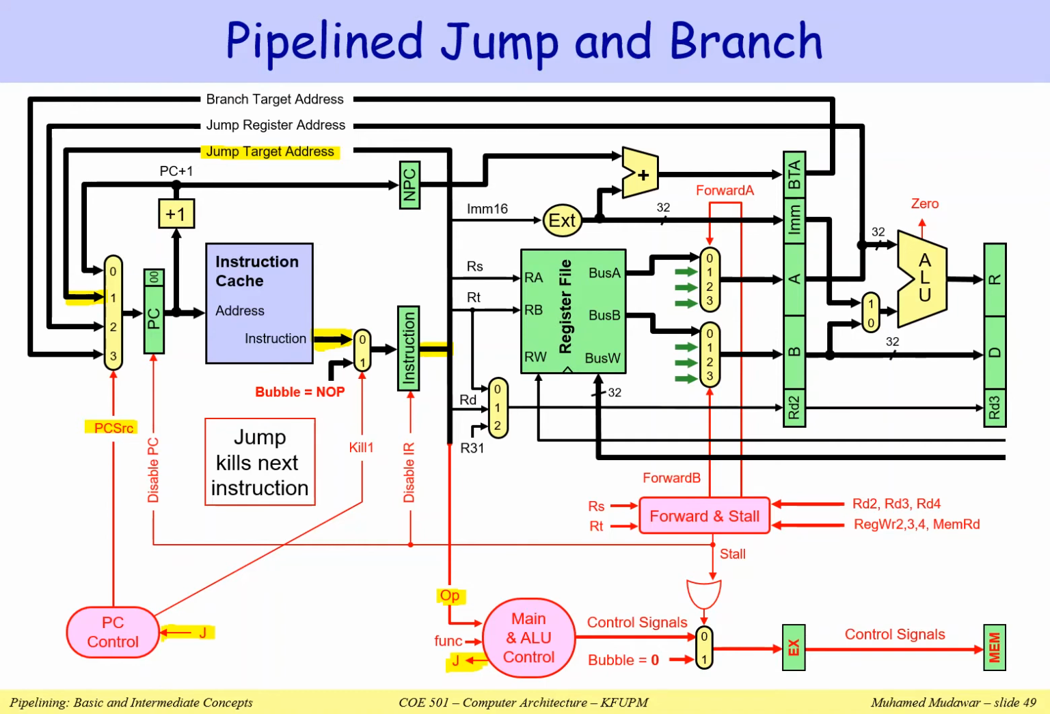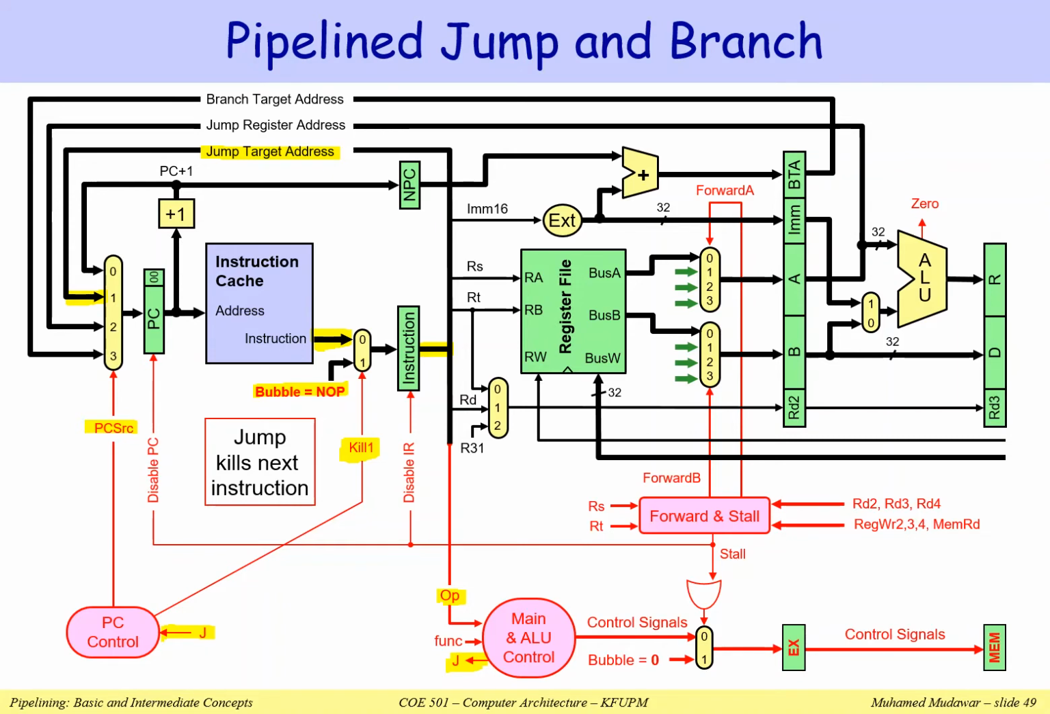The PC control is going to generate a kill control signal. This is called kill 1. And this kill 1 is going to be connected to a multiplexer. This multiplexer is going to select a bubble. The bubble is just a no operation. So rather than selecting the instruction at the output of the instruction cache, we are going to select a bubble. So the next instruction that will be in the instruction register will be a bubble.